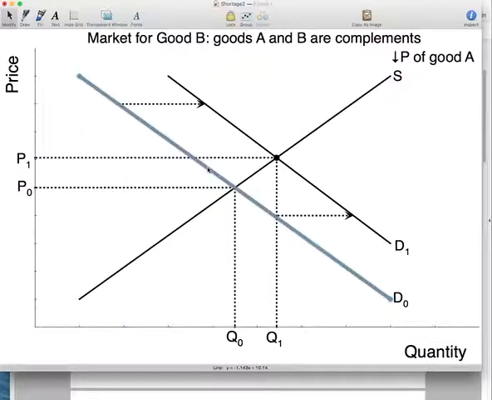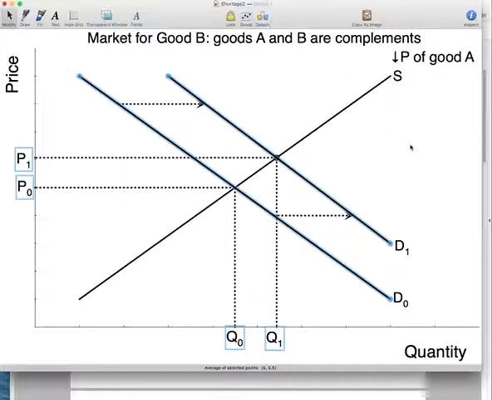So because of the fact that these goods are complements, this is the market for good B. If the price of A goes down, that makes it less expensive for us to consume good B, so the demand for good B is also going to increase. So this is going to cause the price to increase of good B and the equilibrium quantity to increase of good B.